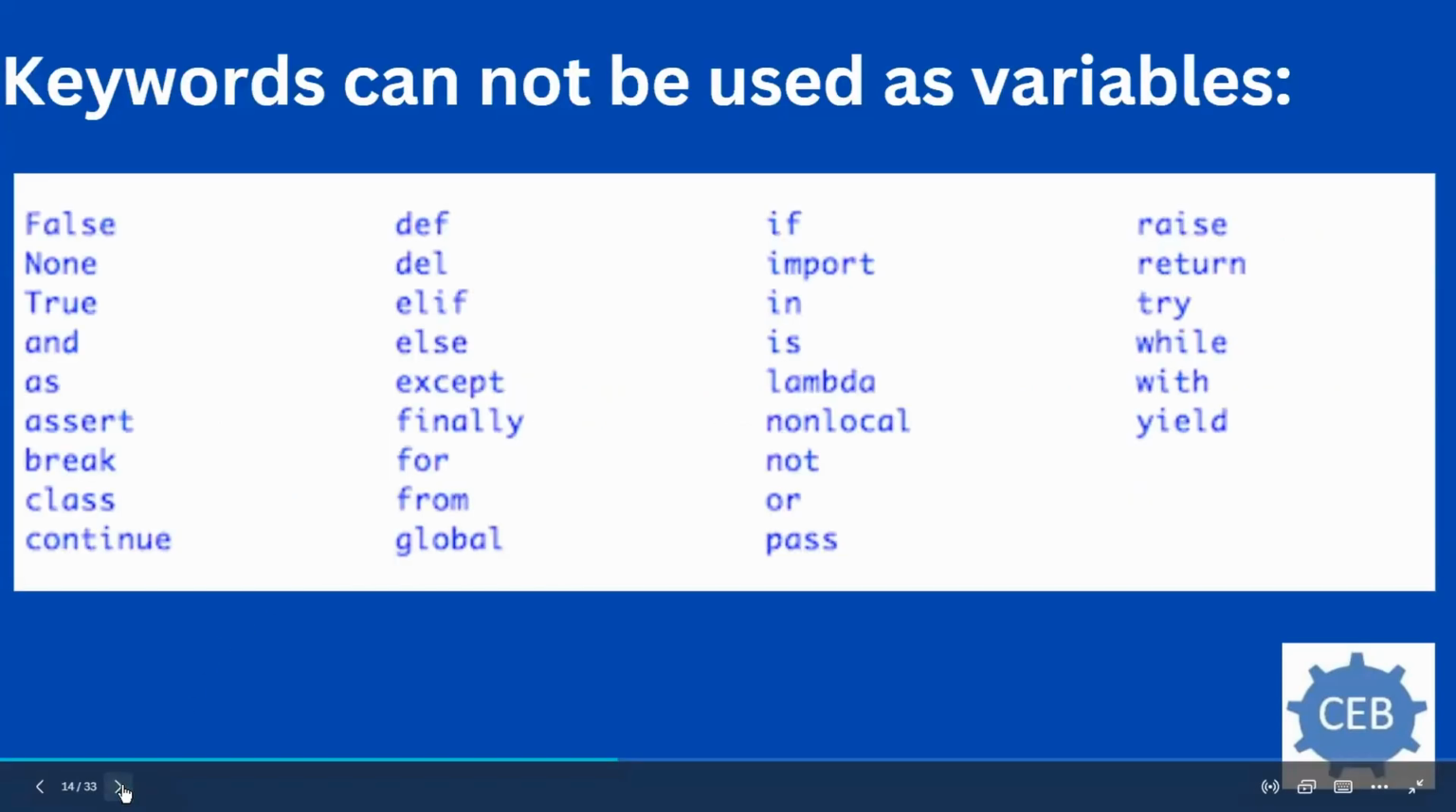Now, names that cannot be used for giving a variable name are called keywords. So these are the list of keywords that I cannot use for writing the variable name.